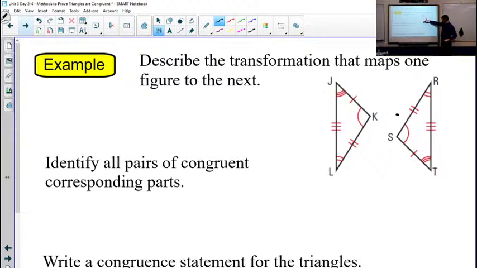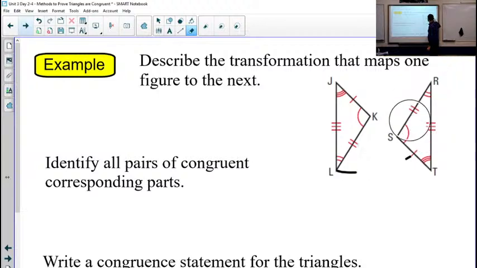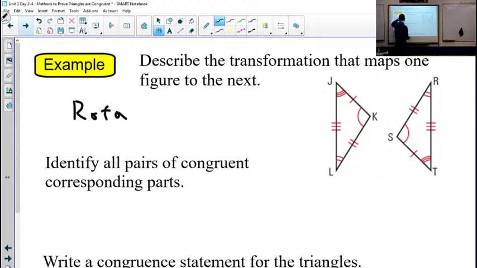This turned up here. So point L rotated and ended up here. So the transformation that happened is a rotation. And we are going to write out the pairs of congruent corresponding parts. So that's going to be 6 pairs. I have 3 pairs of sides that match up, and I have 3 pairs of angles that match up.